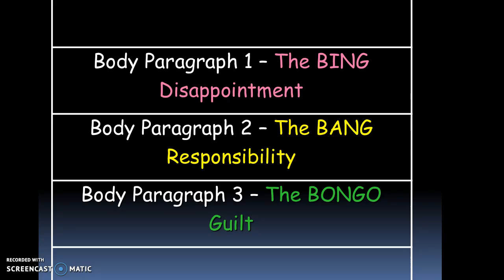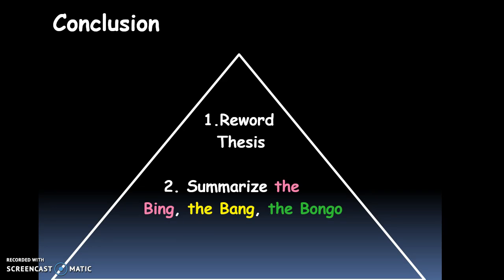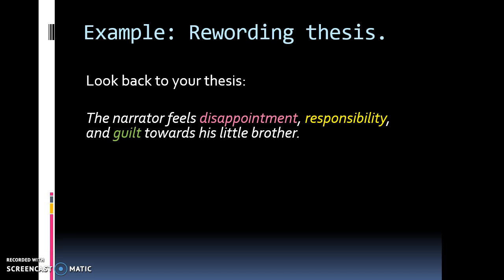So once I go through and develop those and find my textual evidence, we're going to be ready to wrap this bad boy up. So what does a conclusion look like for an essay like this? The very first sentence of your conclusion will be rewording the thesis statement. And the last thing you're going to do is summarize the bing, the bang, and the bongo. So let's look at the first part of our conclusion, rewording the thesis.